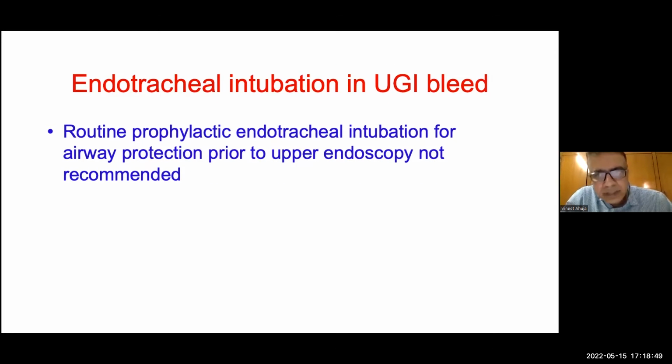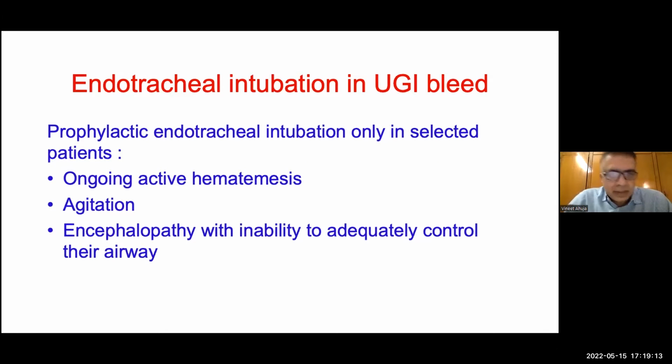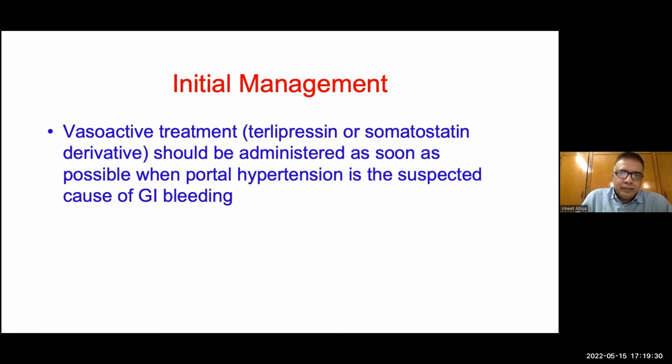Would you like to intubate? That is, an endotracheal intubation. Is it a necessity in every patient with acute upper GI bleed? No. Routine prophylactic endotracheal intubation for airway protection prior to upper GI endoscopy is not recommended. In fact, it has been associated with worse outcomes. Yet at the same time, there are certain scenarios where prophylactic endotracheal intubation could be useful. That is if the patient has ongoing active hematemesis where the risk of aspiration could be high, the patient is agitated, or the patient has encephalopathy with inability to adequately control the airway.